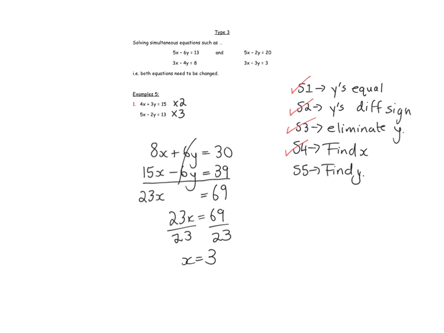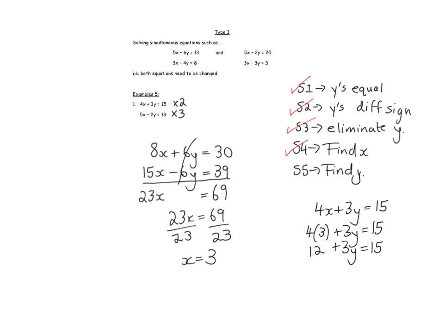So we take one of the equations from the start. So we have 4x plus 3y is equal to 15. We take the x, which is 3, and replace it. So 4 times 3 plus 3y is equal to 15. 4 times 3 will give you 12 plus 3y is equal to 15.